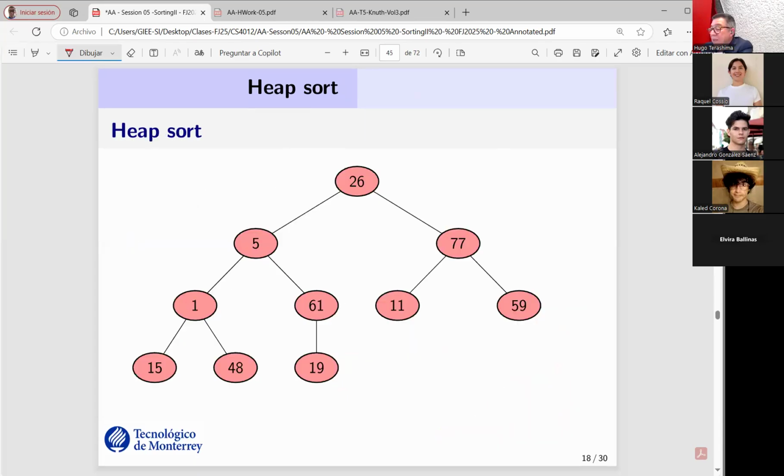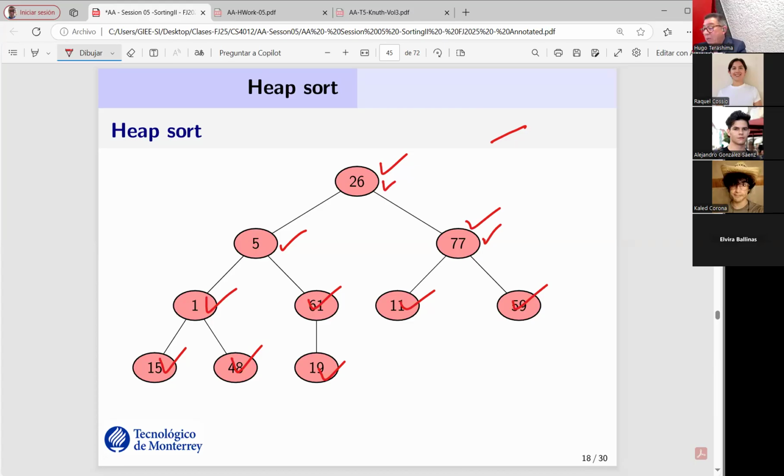Okay, let us just observe this. 26, 5 and 77, 1, 61, 11, 59, and the other elements here. Is this a heap? It's a question for you. Do you think this is a heap? No. Why not? Because 77 is in the second layer, and in the first layer, 26 is the parent. The condition is that a node should be larger than the two offsprings, right? So it's not met yet.